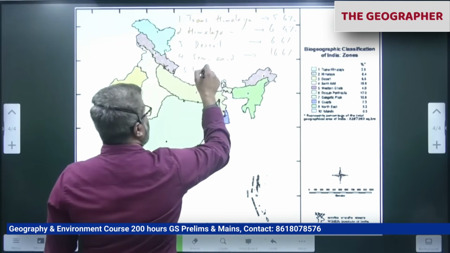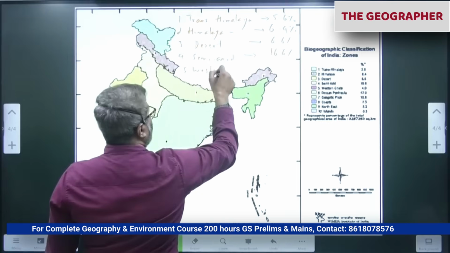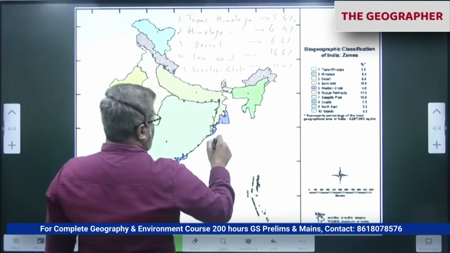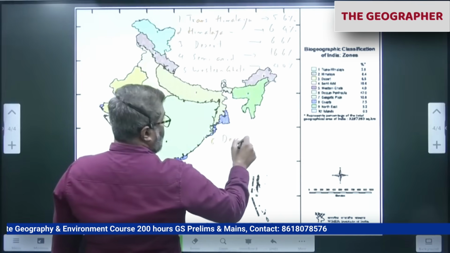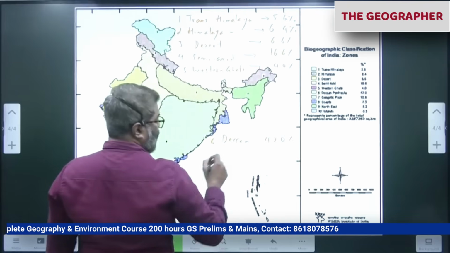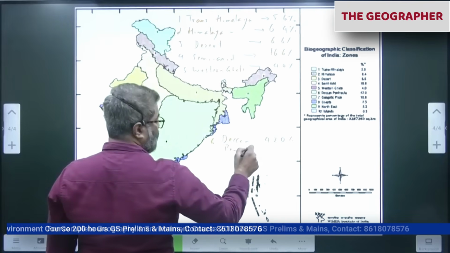Western Ghats 4%. Deccan 42%. 42% Deccan Peninsula.